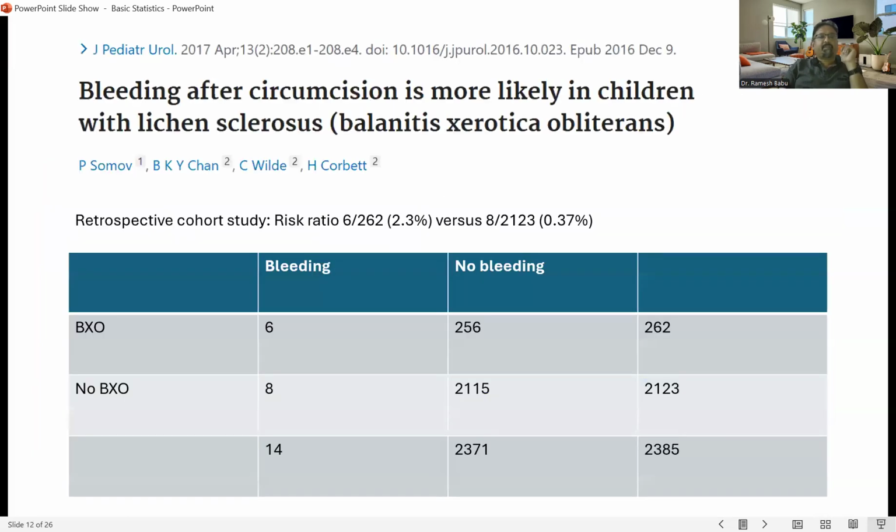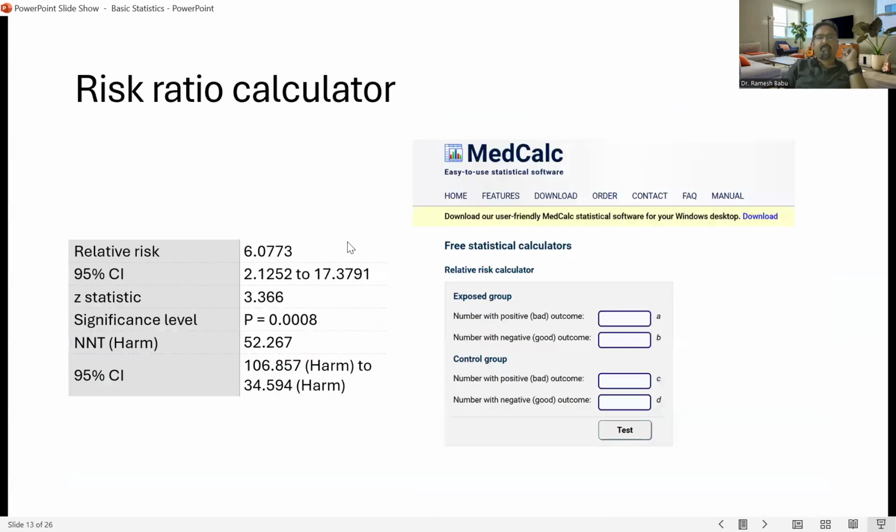So in this study, they have looked at the bleeding and no bleeding in patients with BXO and no BXO. So here the BXO is the exposure and bleeding is the outcome. So they are comparing 2% versus 0.3%. And then they are looking at the relative risk or risk ratio. So how do we work it out?